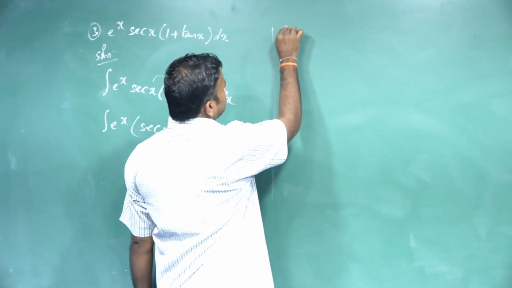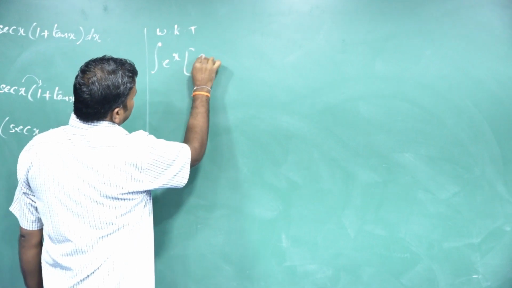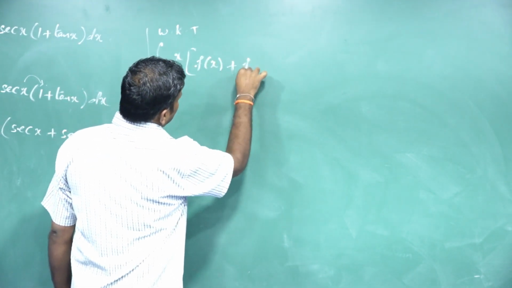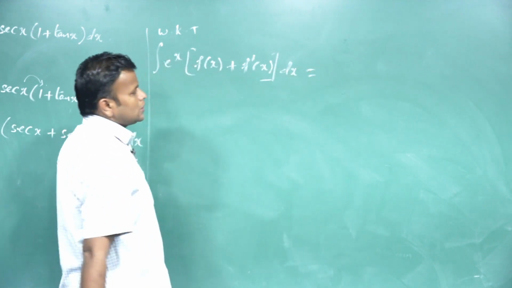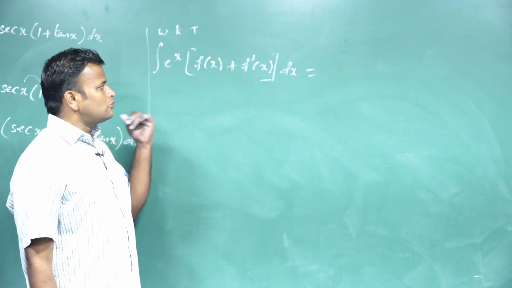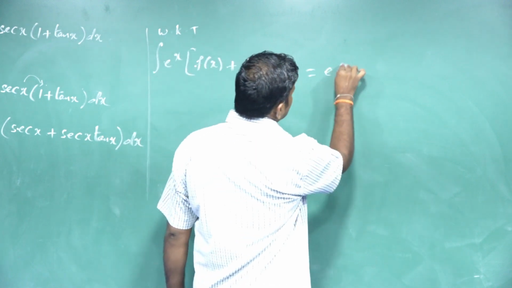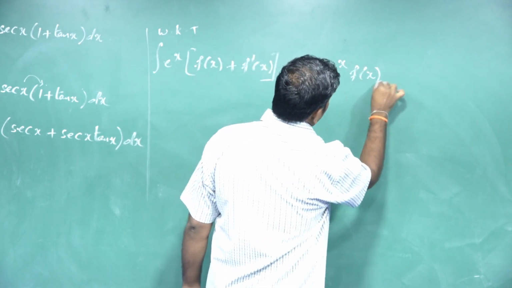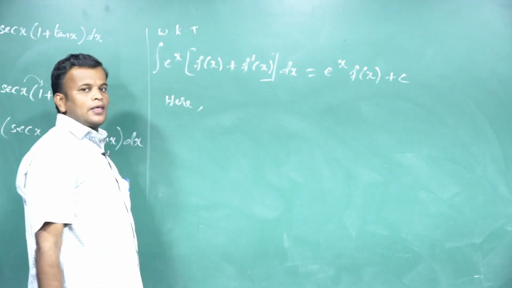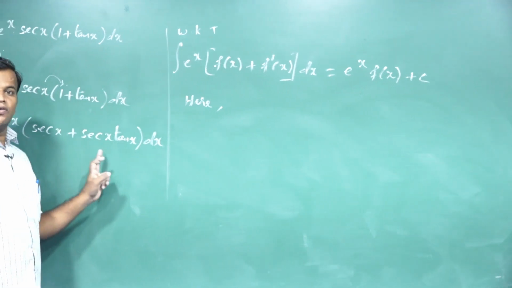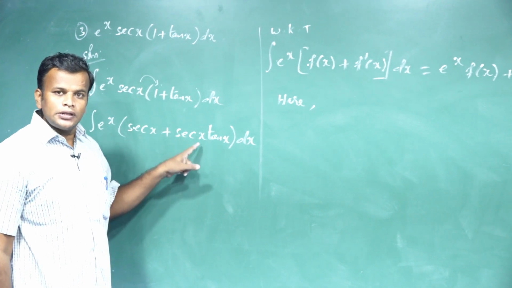So we write the formula: integrating e power x into f of x plus f dash of x into dx. You must write each and every sum's formula, because only one sum will be asked in your test. So you just write the formula: it is equal to e power x into f of x plus c. Now we identify which term is f of x. In these two terms, which term is f of x? Actually, the first term is f of x, because the differentiating of this one is nothing but that second term.